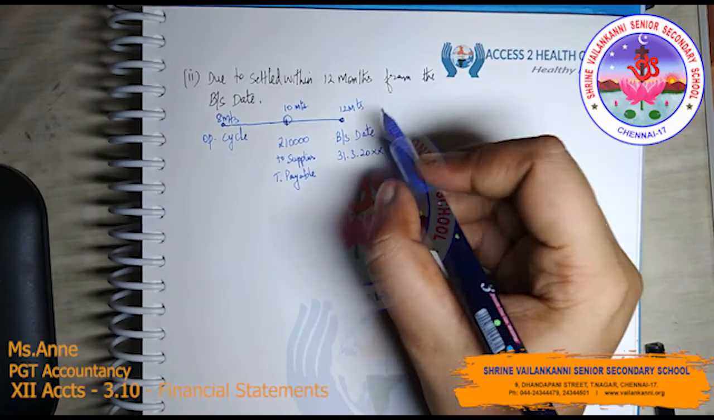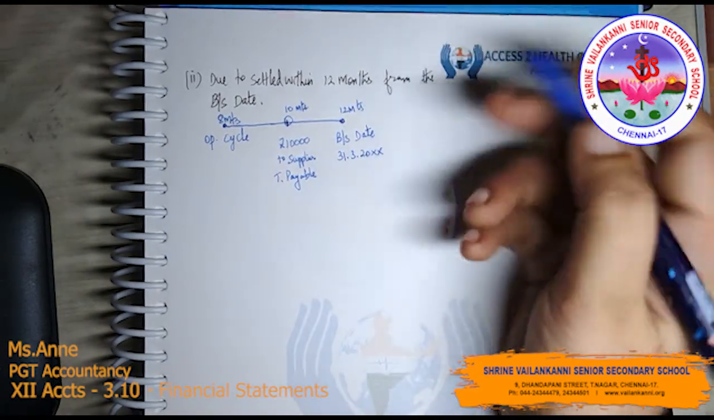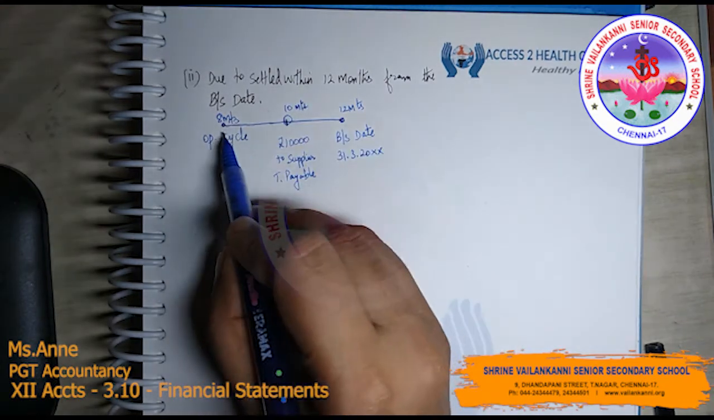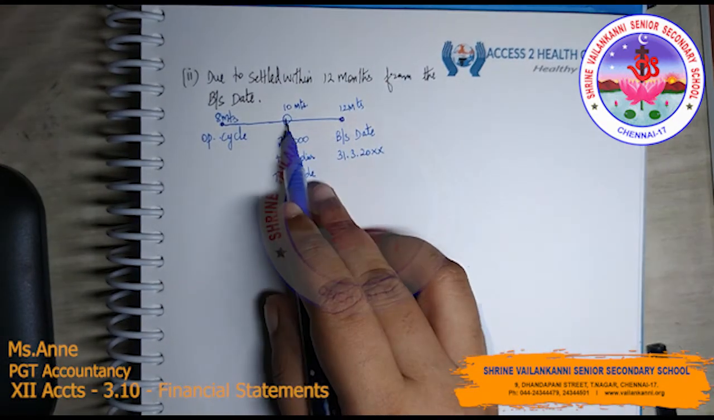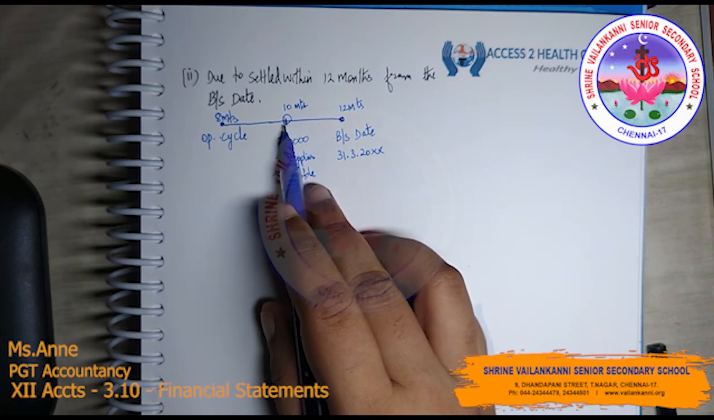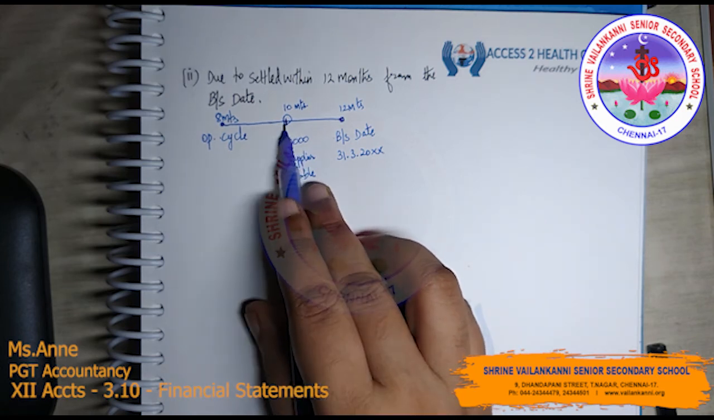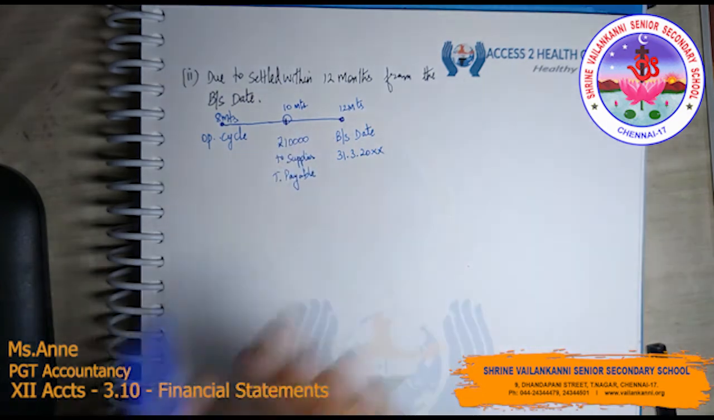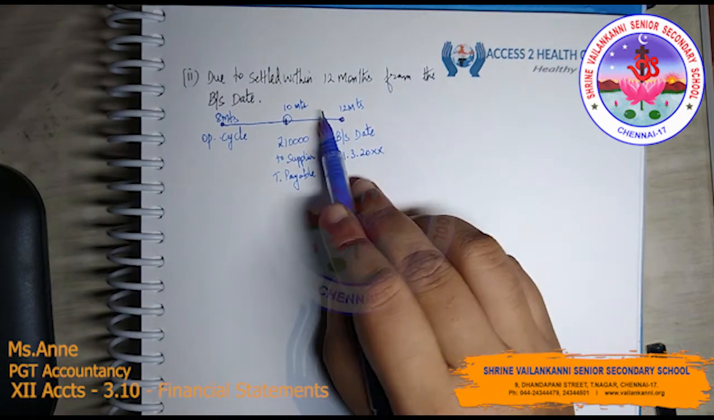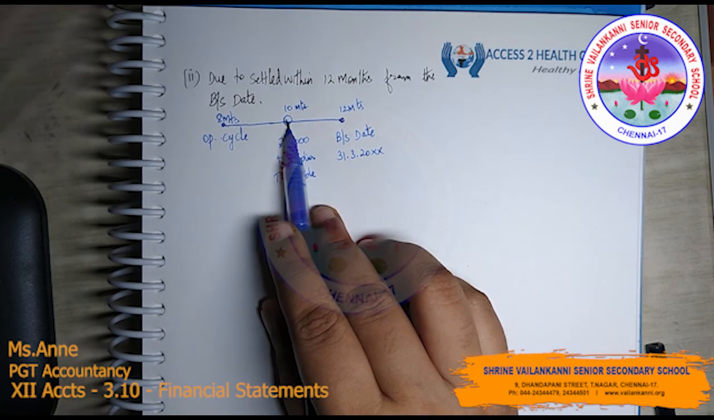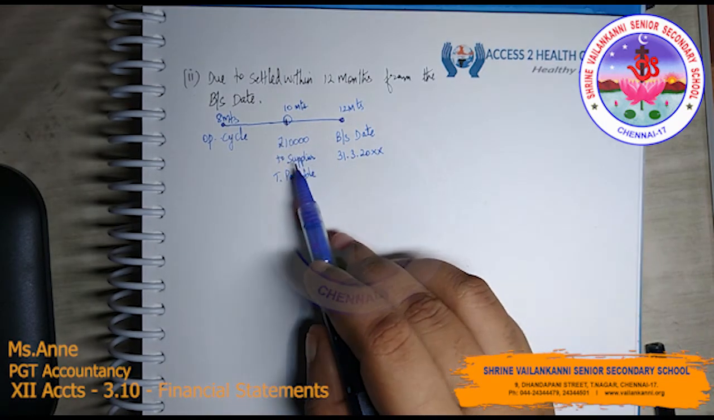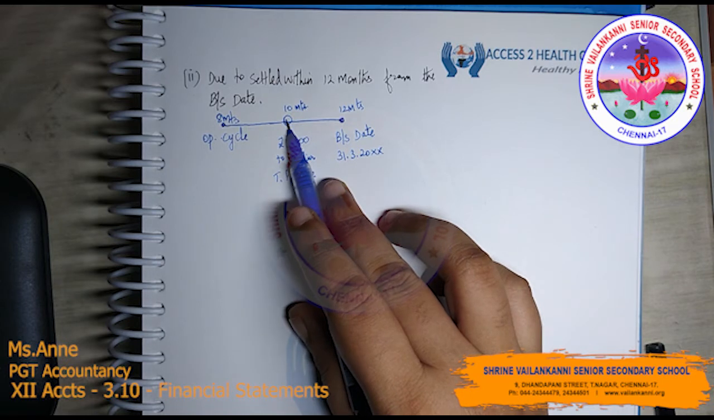So the second criteria here is more powerful than the previous one. Even though my operating cycle is 8 months, my settlement date is when? It is 10 months. It is the 10th month I need to settle. The month of October I need to settle, not in the month of August.